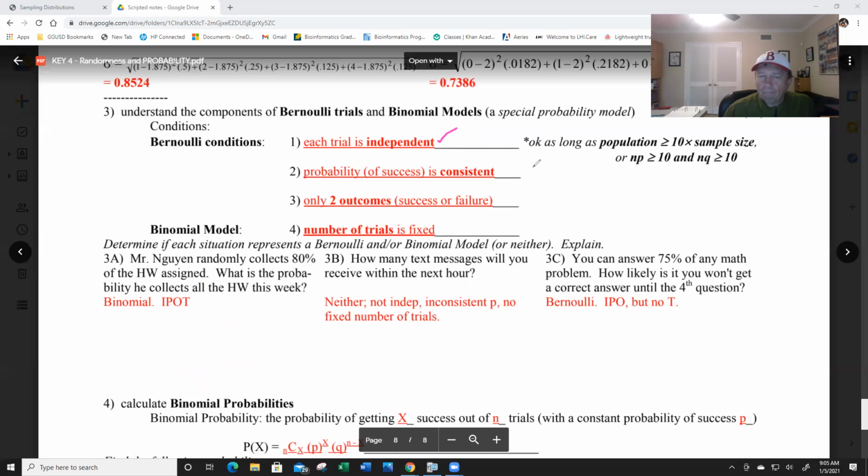Not really. Is there a fixed number of trials? Not really. This thing's just simply not binomial at all. No way, okay?